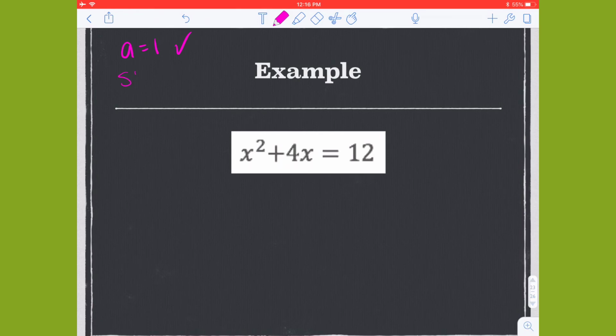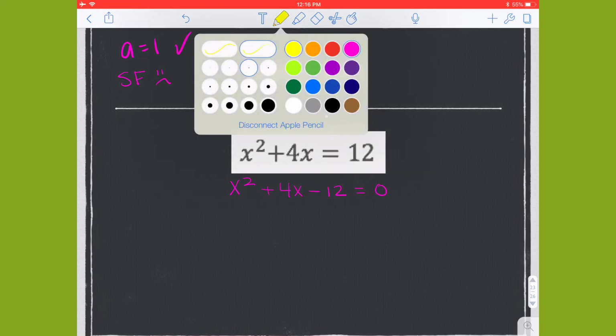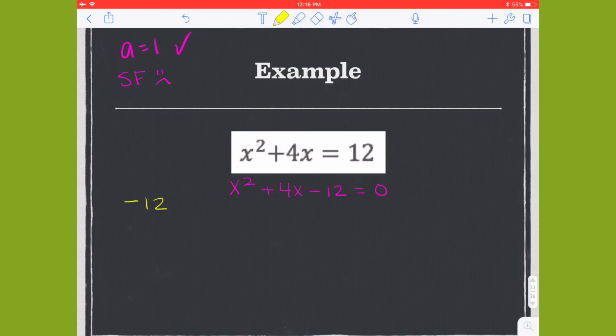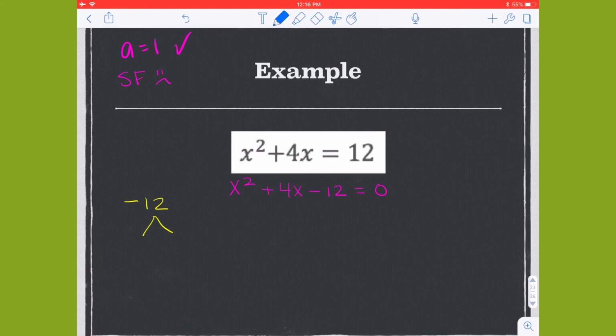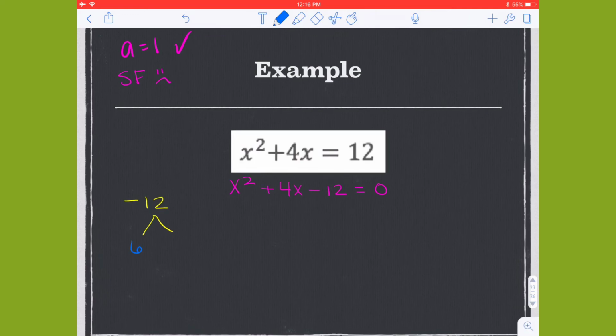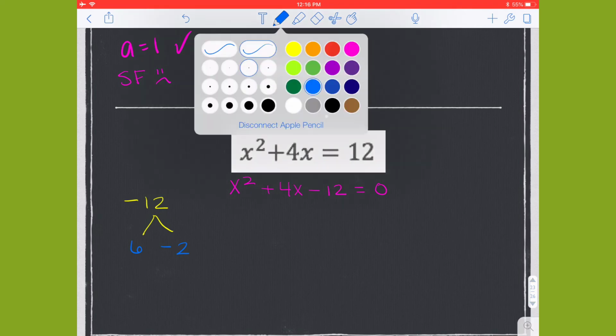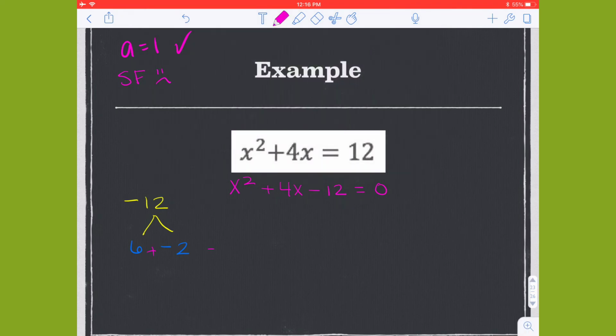Now you'll notice here that my a value does equal 1, so that's good, but that I am not in standard form. And so when I'm not in standard form, I need to put it in standard form. So in order to do that, I want to be set equal to 0. So all I have to do is bring my 12 on over, and now I can begin going through the same process. So first times last is negative 12. Two numbers that multiply to negative 12 but add to 4 would be positive 6 and negative 2, because those do add to a positive 4. So therefore, my two binomials are x plus 6 and x minus 2.